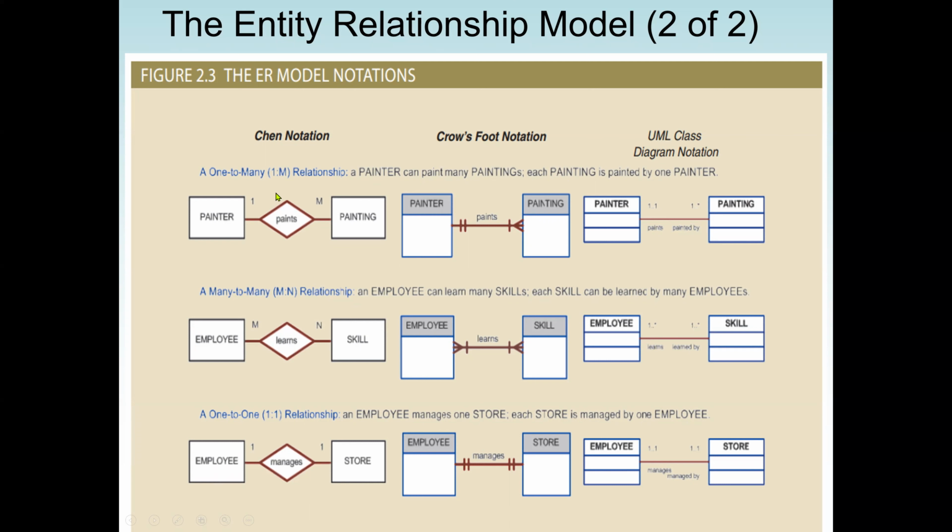So this is the Chen notation. And we can see the crow's foot notation is the same, but here we say one painter paints one or many paintings.